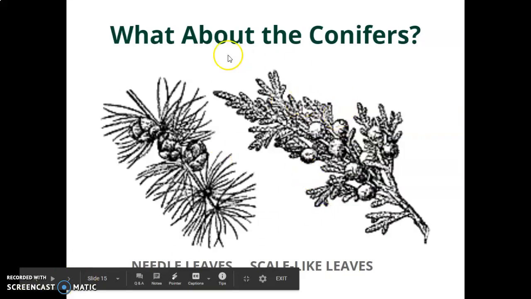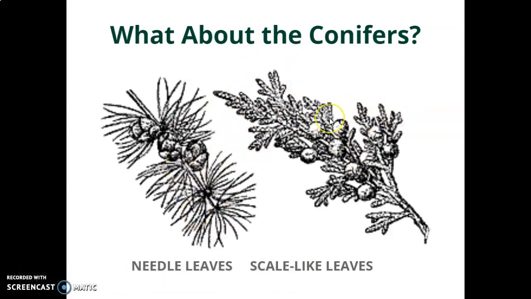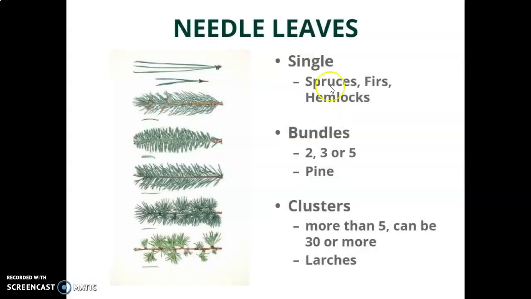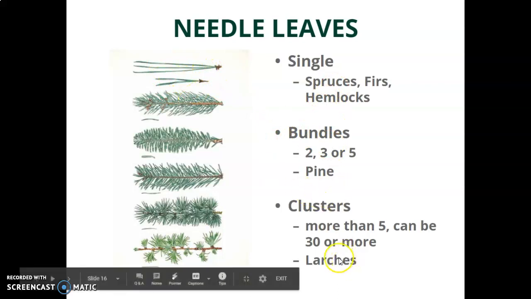And then if we have our conifers, we can see that we have either needle leaves or we have scale-like leaves. The needles are going to be a lot more sharp and pointy, and the scale-like leaves are going to look a lot like scales on a fish. And once we decide that we have needle leaves, we can see, are they single needles? Are they in bundles of 2 or 3, like we have right here? Are they in clusters, like we have right here, more than 5? And that's going to help us to define that.